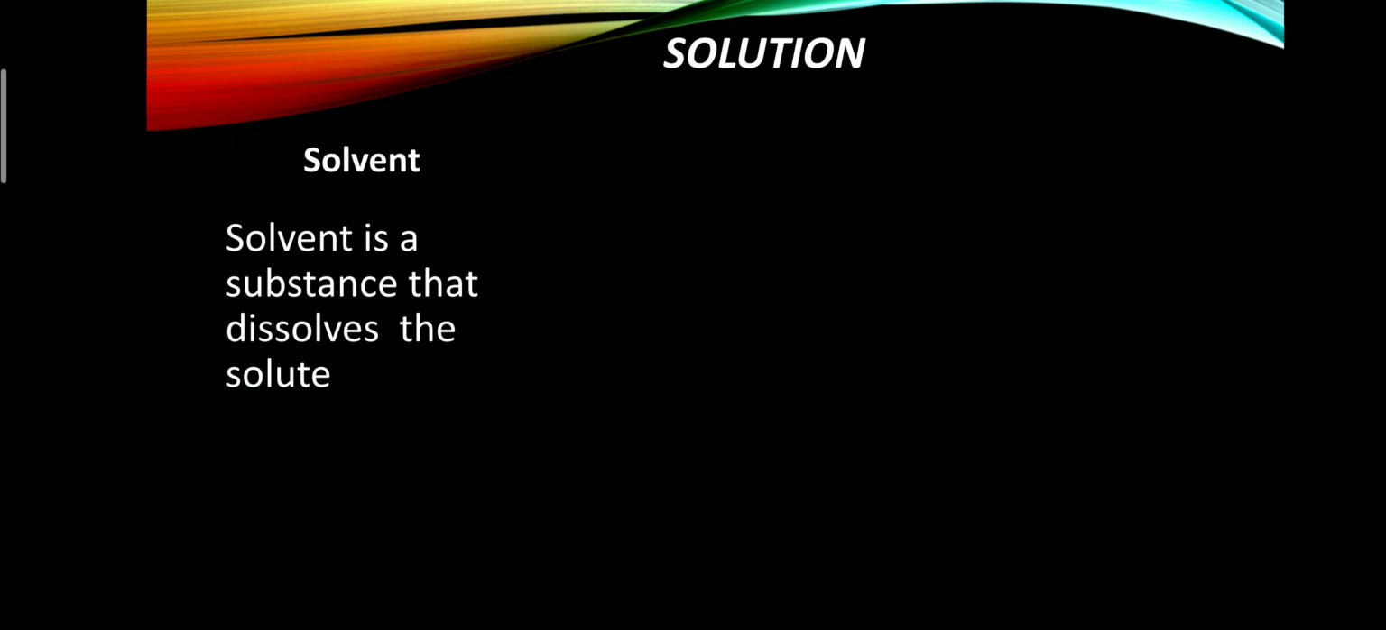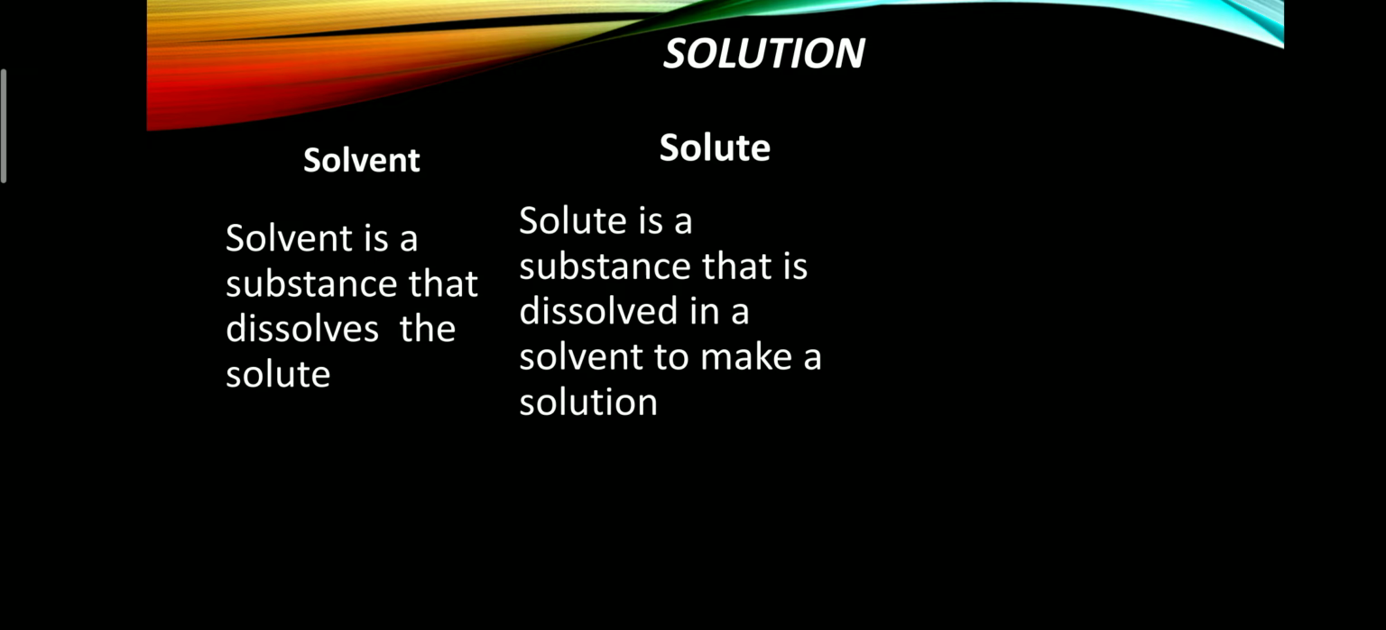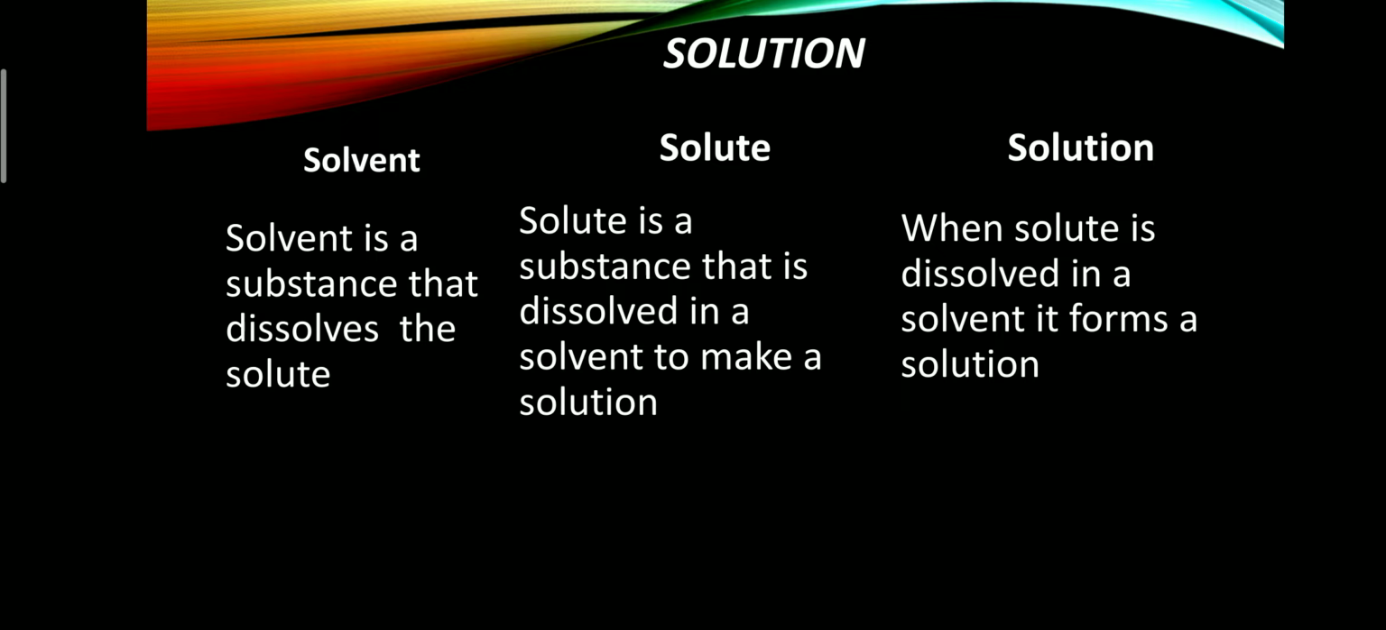And when we talk about a solution, we have to know three terms. Solvent. So what is a solvent? Solvent is a substance that dissolves the solute. And next term is solute. Solute is a substance that is dissolved in solvent. Okay. And next term is solution. So when solute is dissolved in a solvent, it forms a solution.